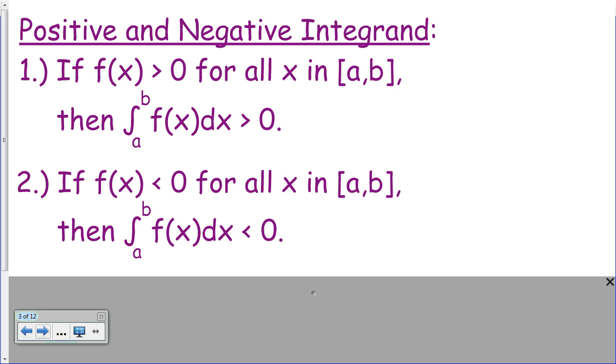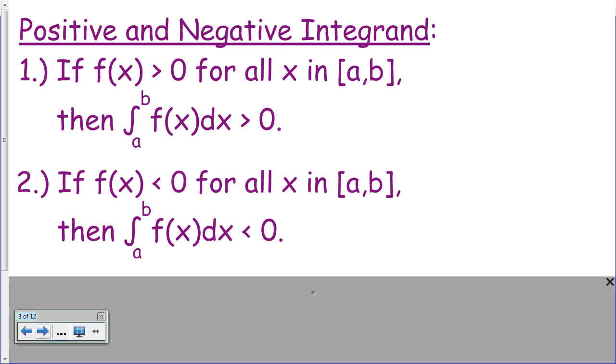Then the definite integral from a to b of f of x dx is also positive. It's also greater than 0. So if your function is greater than 0, your definite integral will be greater than 0. The second one says if f of x is less than 0 for all x in the interval from a to b, so if your function is below the x-axis, then the definite integral from a to b of f of x dx is going to be less than 0.